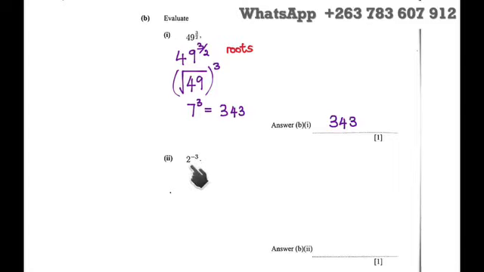Now on part 2, 2 to the power minus 3. Under indices again, if our index is negative, it automatically becomes a fraction with 1 as the numerator. So 2 to the power minus 3 is 1 over 2 to the power 3. 2 to the power 3 in ordinary terms is 8. So our answer will be one eighth.